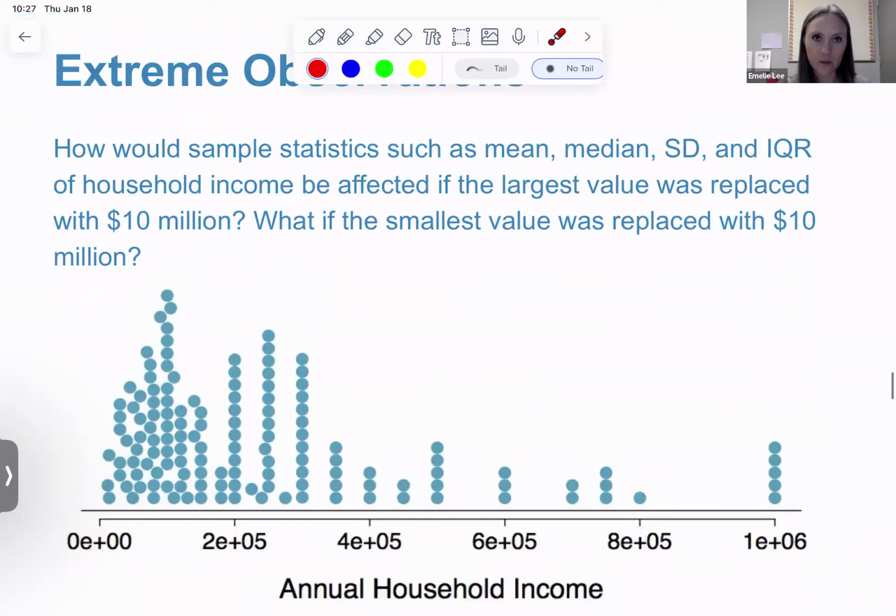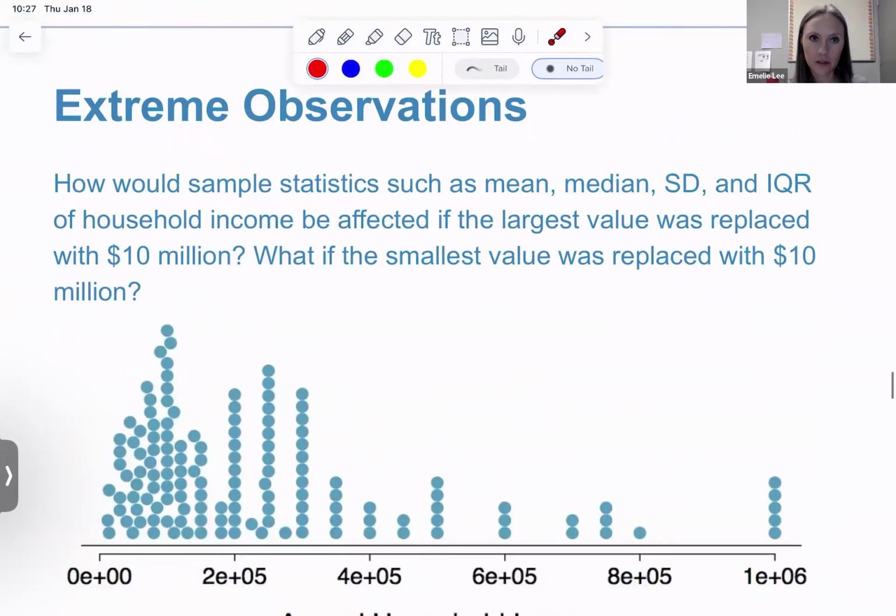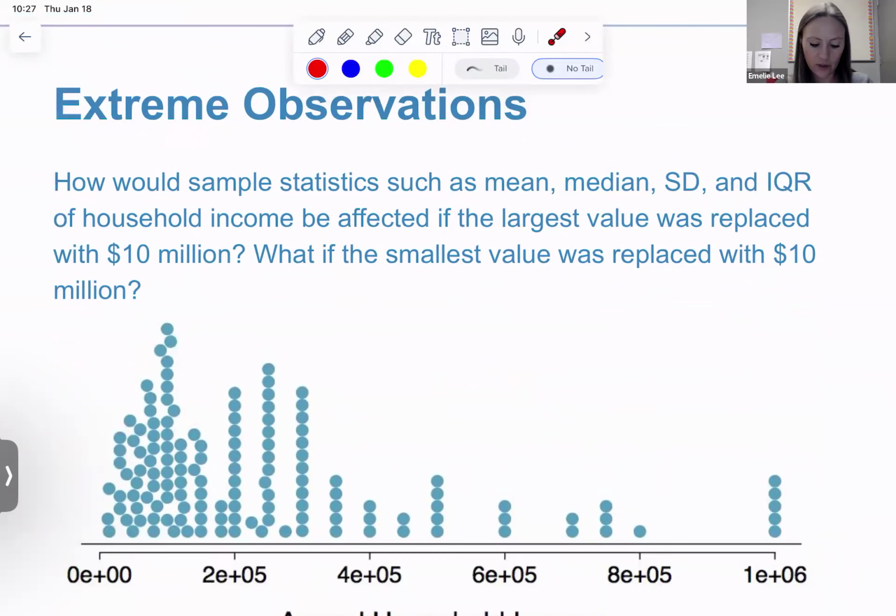So we've already talked about this, but right, how would sample statistics such as the mean and the median, the standard deviation and the interquartile range of household income be affected if the largest value is replaced with 10 million, right? And what if the smallest value is replaced with 10 million?